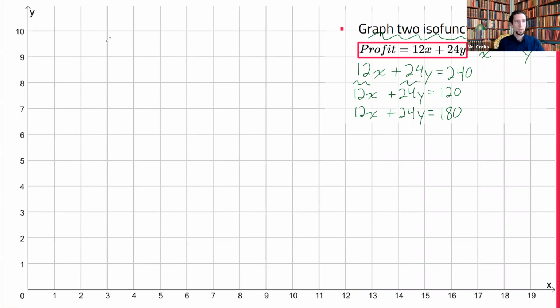So, all right, let's start with the first one, 240. What are the intercepts going to be with that one?